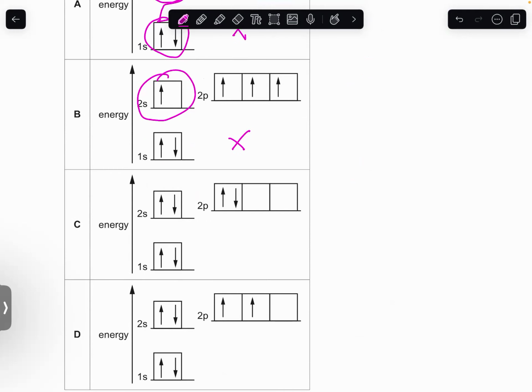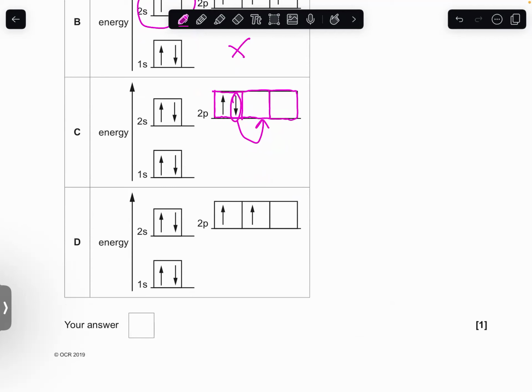Now, you see why it can't be C: when you have more than one orbital at the same energy level, in this case 2p, all the orbitals are occupied singly first. Like passengers on the bus, they don't know each other, they don't want to sit next to each other. They will only double up when they have to. And so it's going to be D.